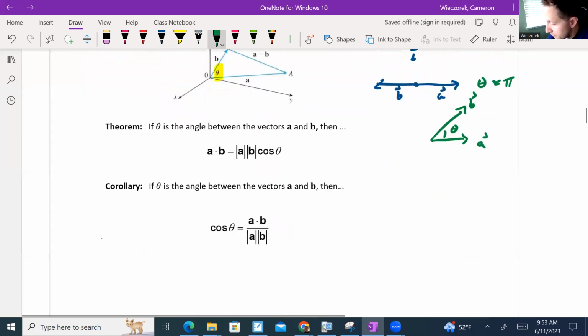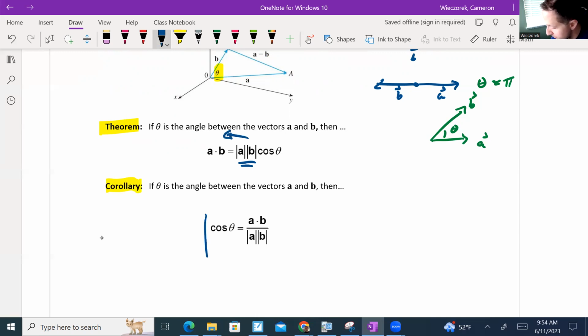So one of our first big theorems from this section says that if theta is the angle between vectors A and B, here's another way of defining the dot product: the dot product of two vectors A and B is equal to the magnitude of A times the magnitude of B times the cosine of the angle between the vectors.